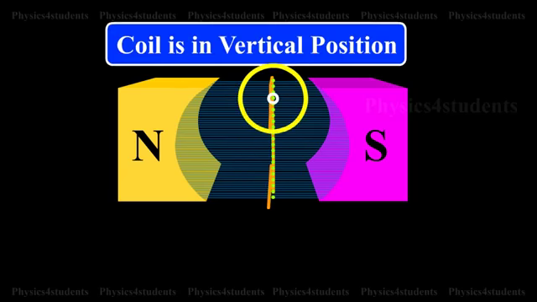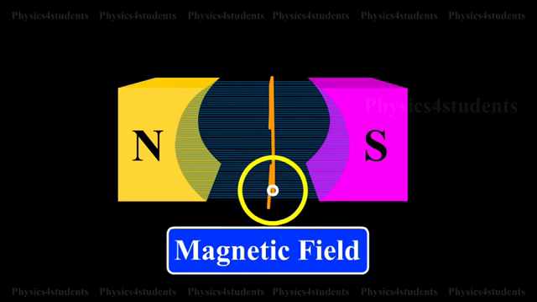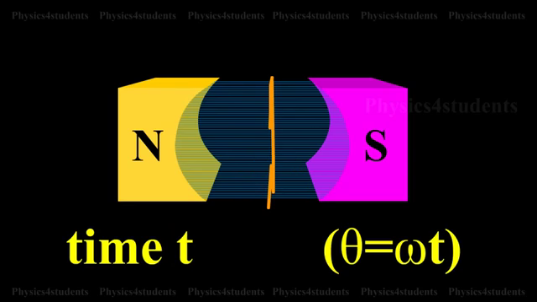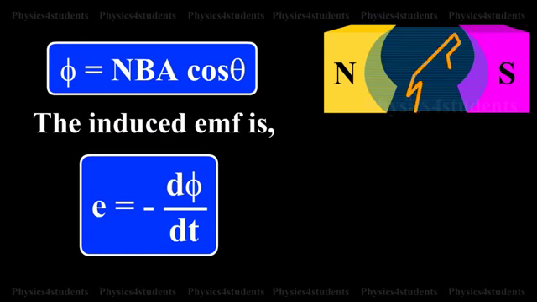Suppose initially the coil is in vertical position so that the angle between the normal to the plane of the coil and the magnetic field is 0. After a time t, let theta equal omega t be the angle through which the coil is rotated. If phi is the flux linked with the coil at this instant, then phi is equal to NBA cos theta.